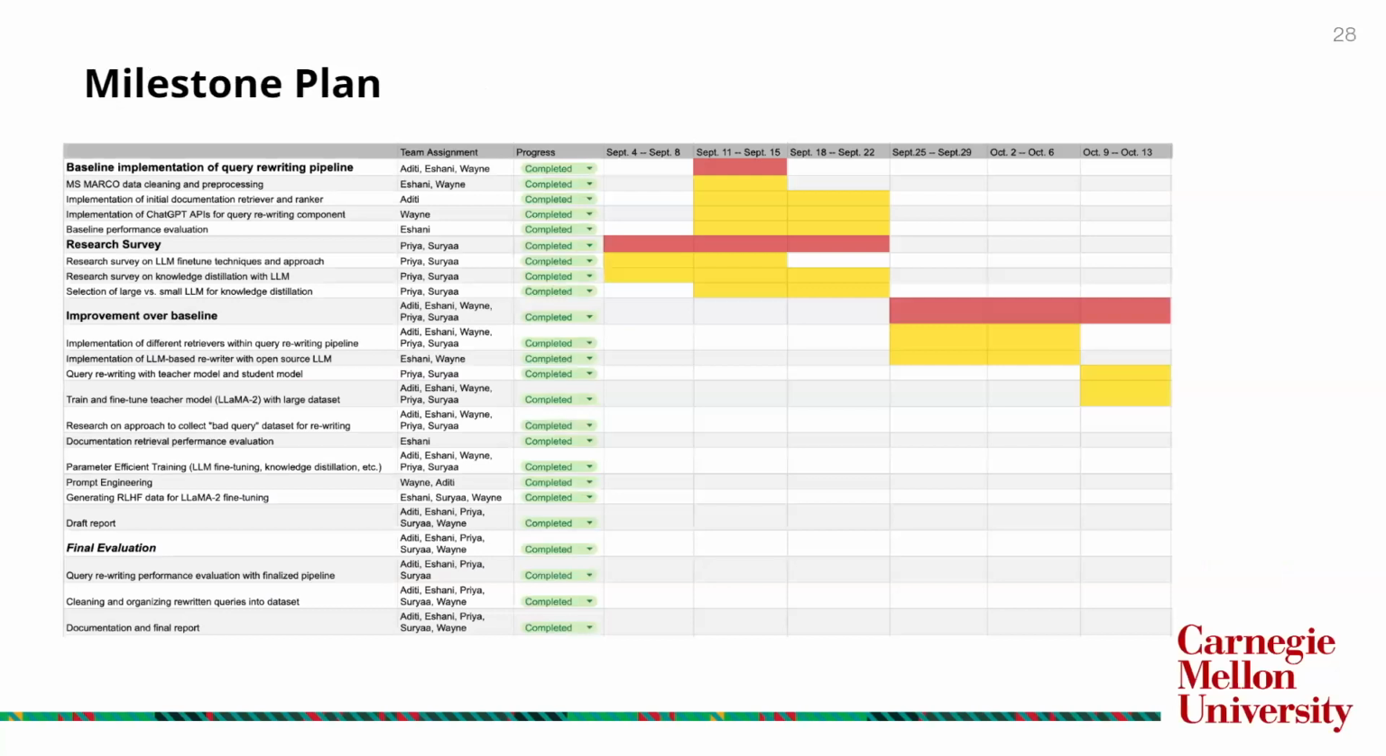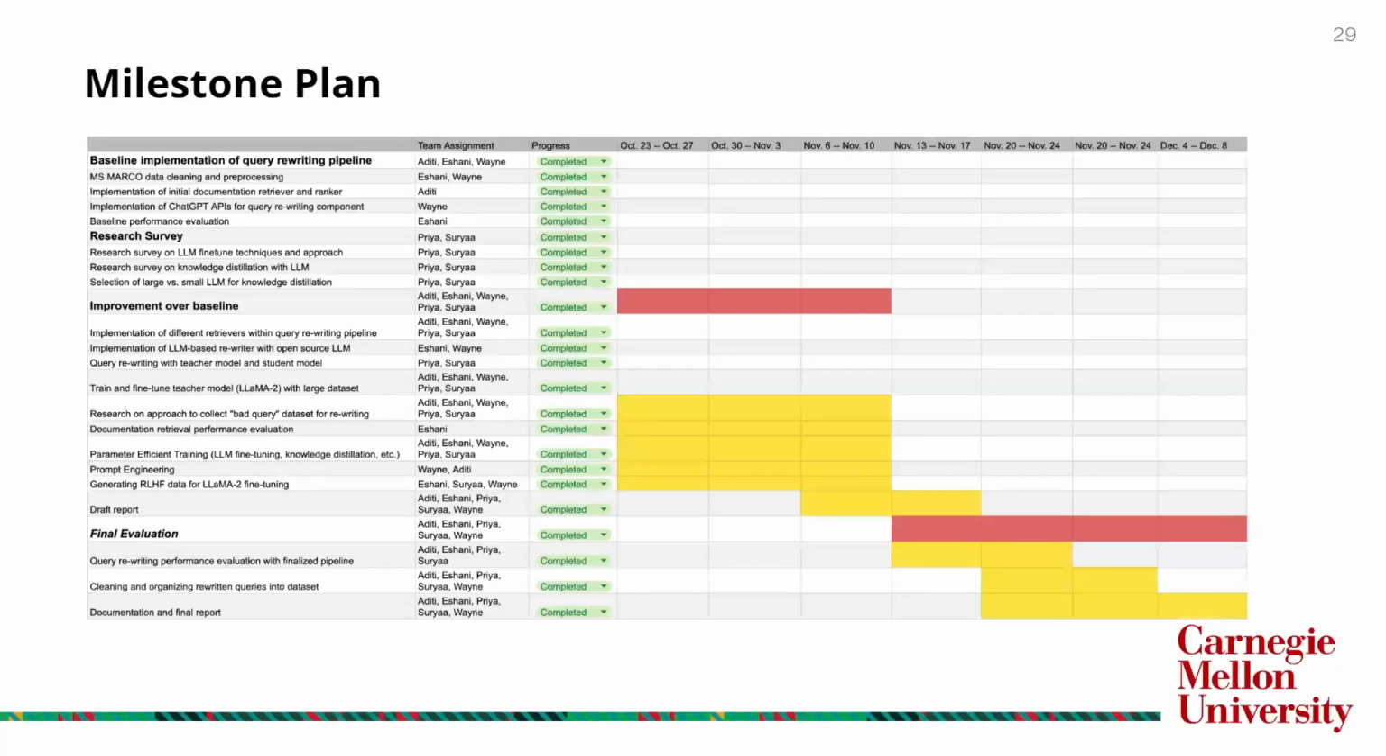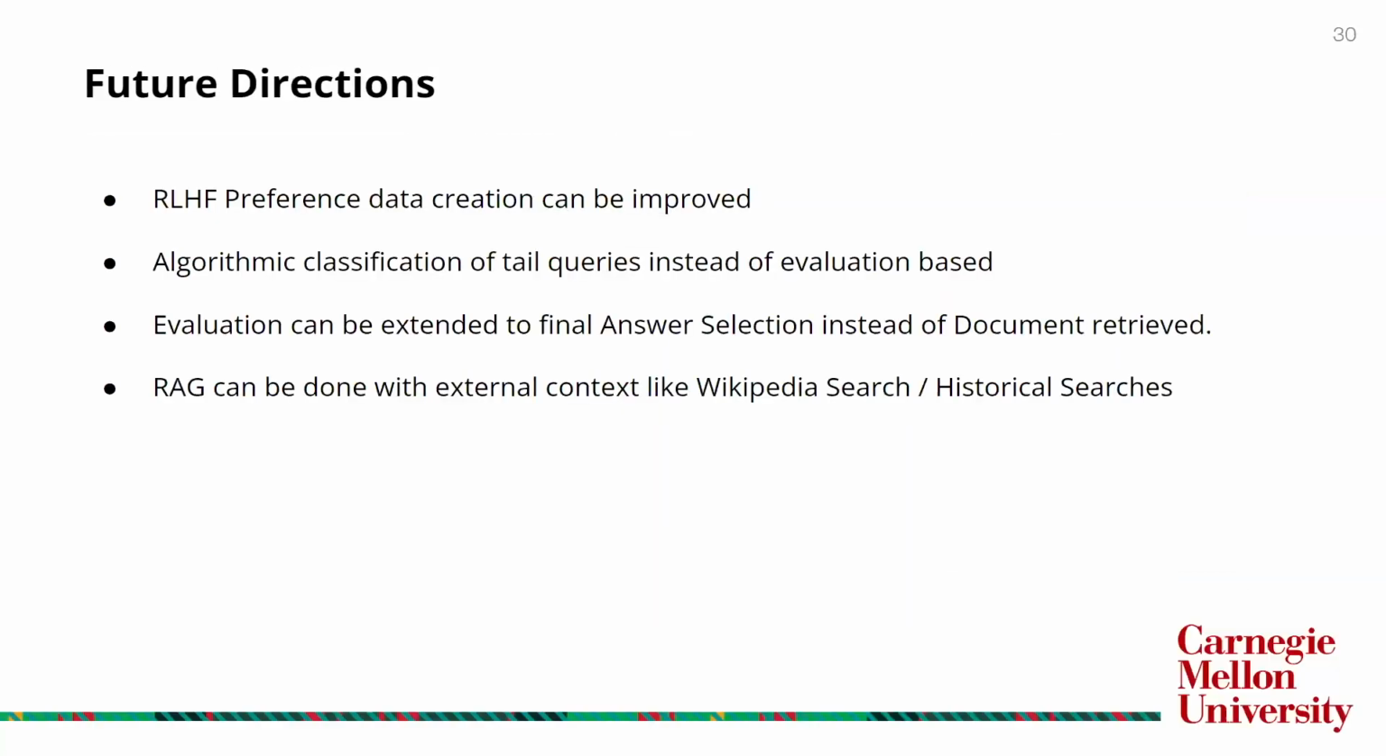These were our milestone plans, which helped us judiciously plan our resources towards the whole of the semester. Moving on to the future direction, the first and foremost thing we would want to do would be to have human annotators create the RLHF preference data. Because of resource and time constraints, we had to resort to using GPT for this. But moving on, we believe having human annotators to collect this data would make much more sense.